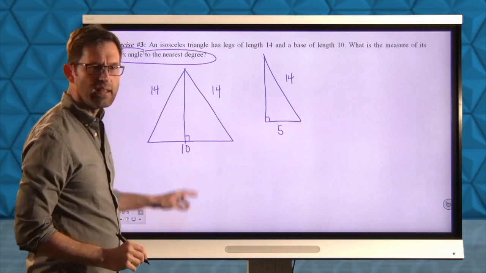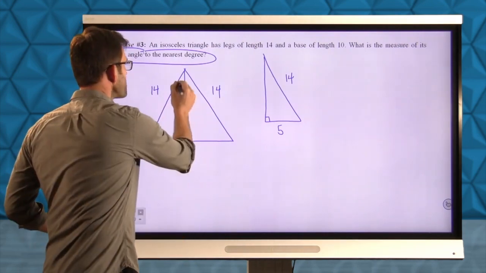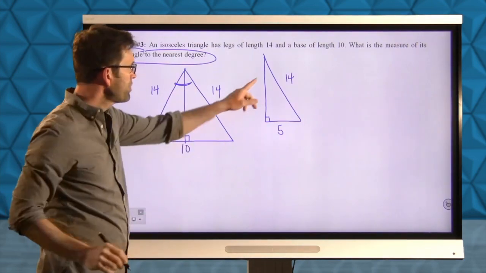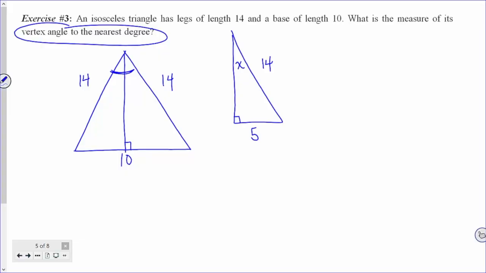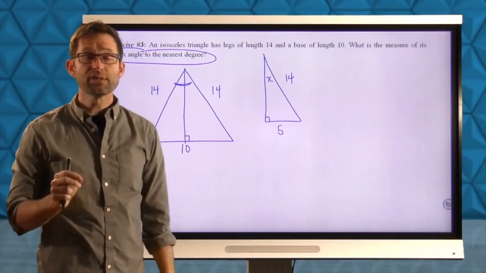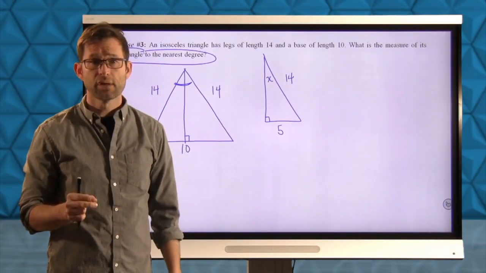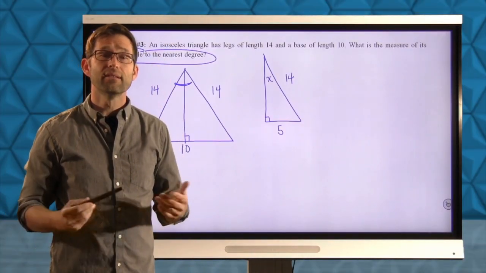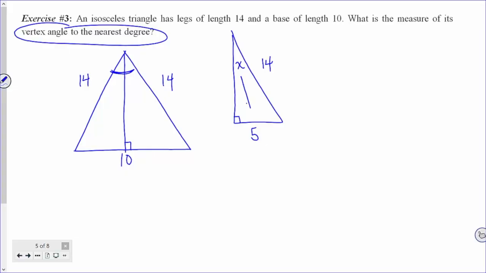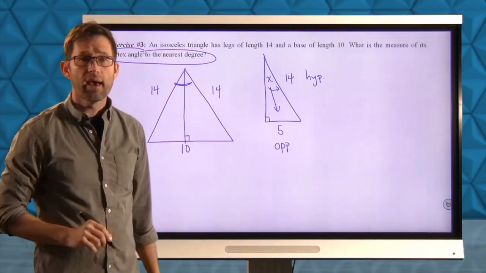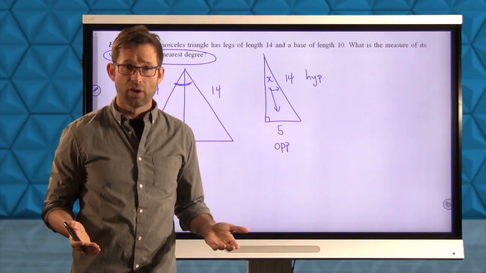Now, I need the measure of this vertex angle. I need this whole angle. But up here, I have only half of it. I'm still going to call it x. But what I have to remember is once I solve for the value of x, which is an angle, I then need to double it to actually find my vertex angle. Still, the procedure besides that is pretty similar. The 5 is opposite the x, and the 14 is the hypotenuse. So it looks like, yet again, I need to use the sine ratio, right?